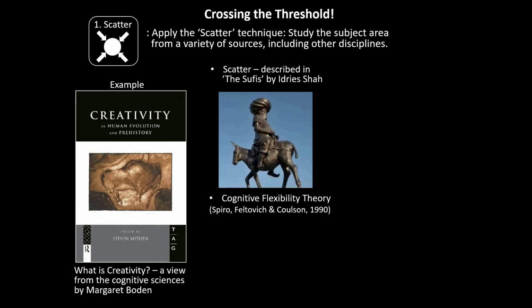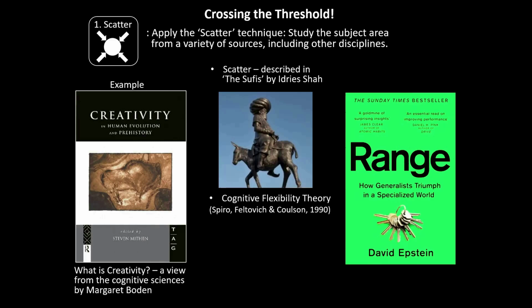So that's one example. And I'll just mention in passing this book that's been published fairly recently called Range: How Generalists Triumph in a Specialized World. Although it doesn't literally refer to either scatter or cognitive flexibility theory, the taste of this book is a similar idea. So that's number one.